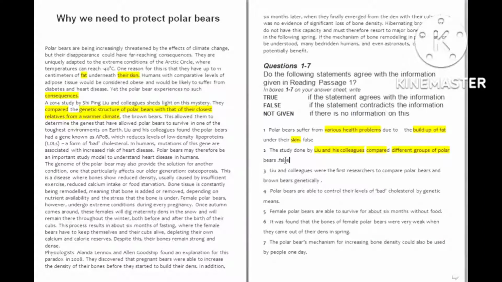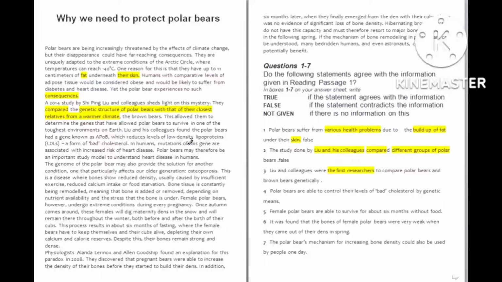We write false here. Now we read the third question and underline the keywords. Firstly, Lee and colleagues were the first researchers to compare polar bears and brown bears genetically. We underline the keywords first researchers. It means Lee and colleagues were the first people who compared polar bears and brown bears genetically. We read it from here: this allowed them to determine. We find the words first researchers with the help of skimming and scanning techniques.